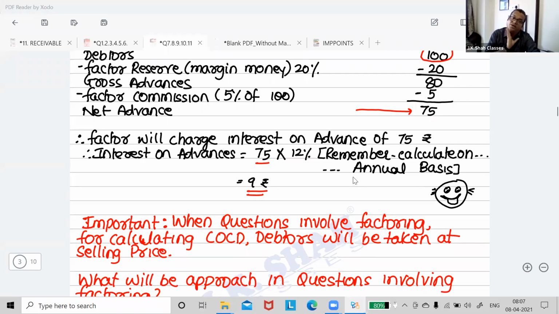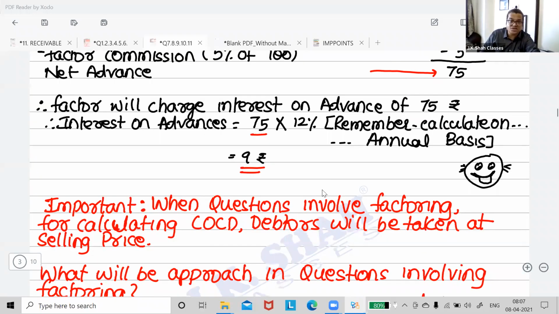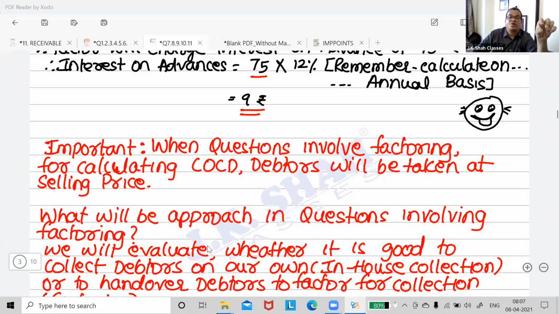Okay, fine. Few important points. See, guys, we are not yet done. The calculation is understood, but there are some points around it also. We need to understand them also. When questions involve factoring, for calculating, stop chatting. Don't put anything in the chat box. Listen to me first.